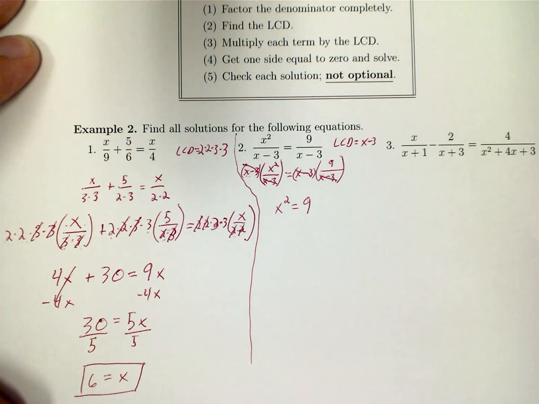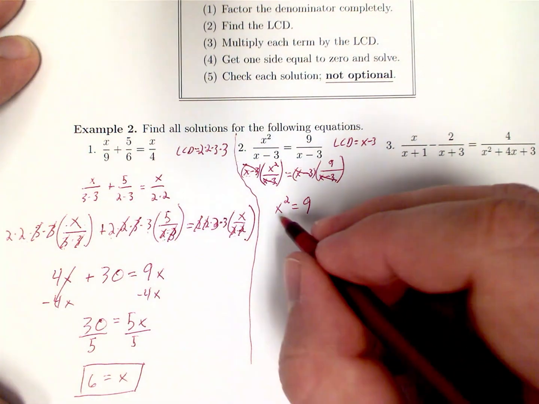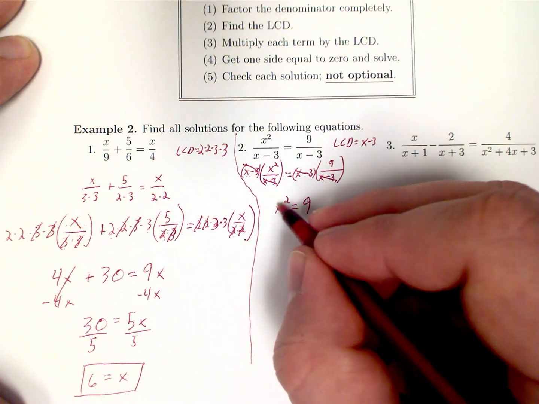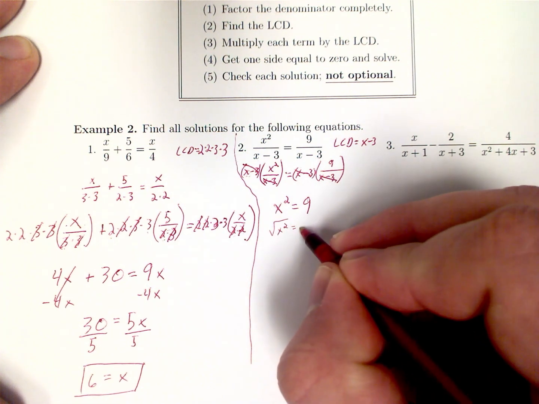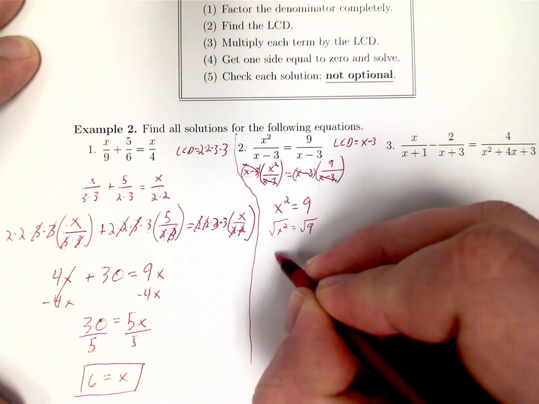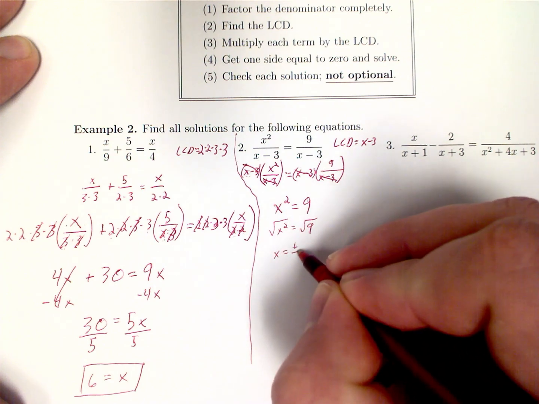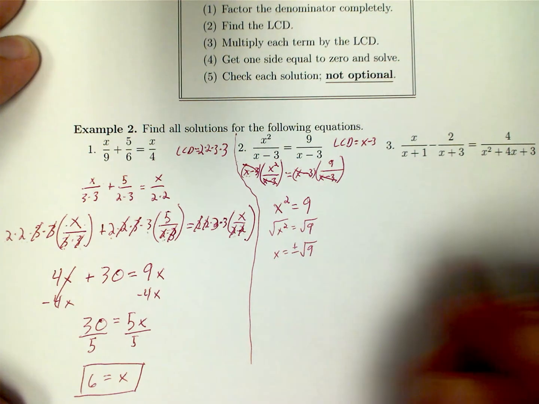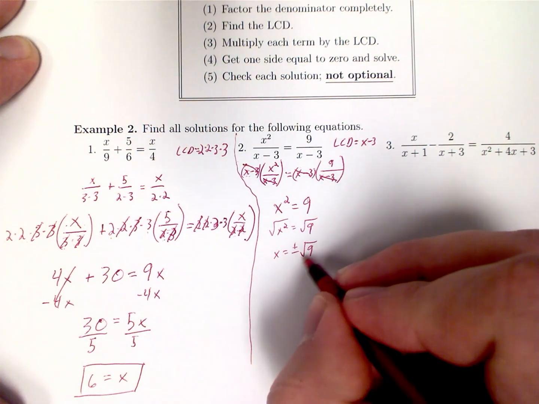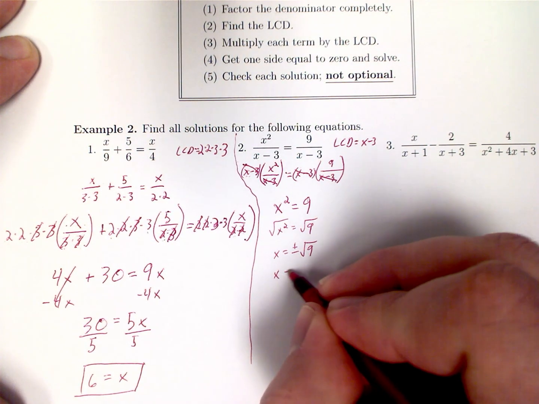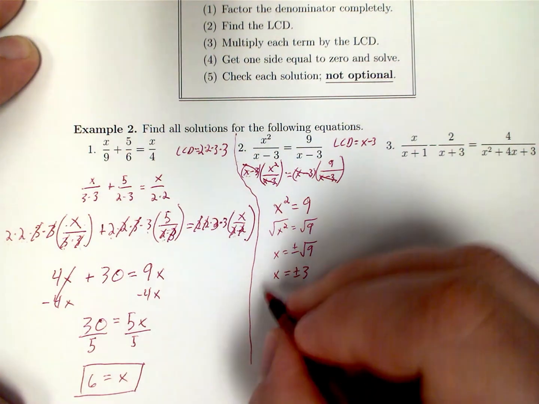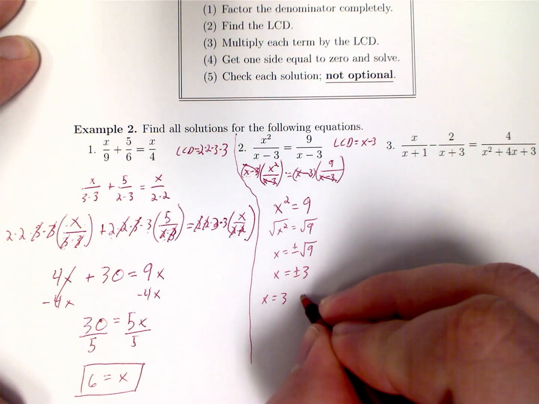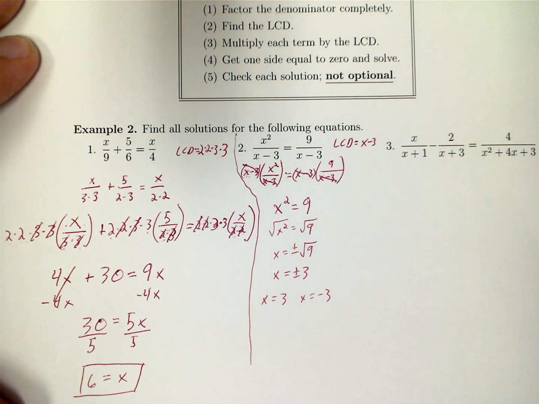Well, there's a couple ways to solve this problem. You could subtract the 9 over and do this, but because it's x squared, we can just square root both sides. And when we get rid of the square and the square root, the right side should become a plus or minus. And what's plus or minus 9? Or what's the square root of 9, rather? The square root of 9 is 3. So we have two solutions, x equals 3 and x equals negative 3.